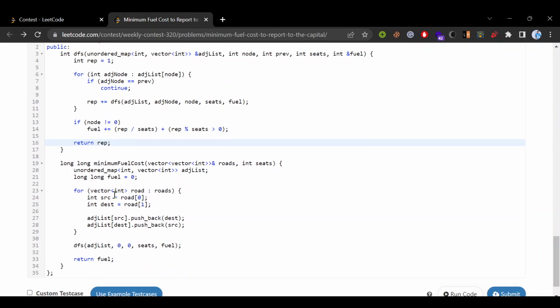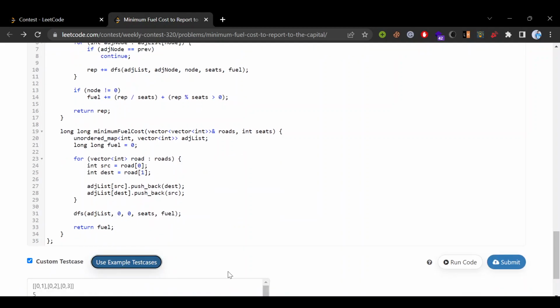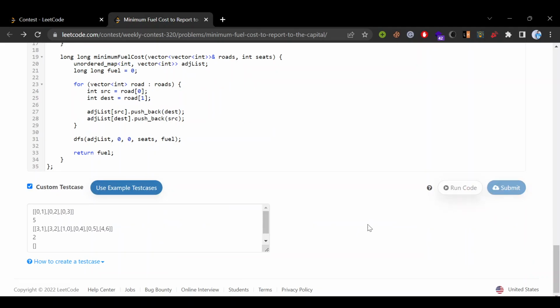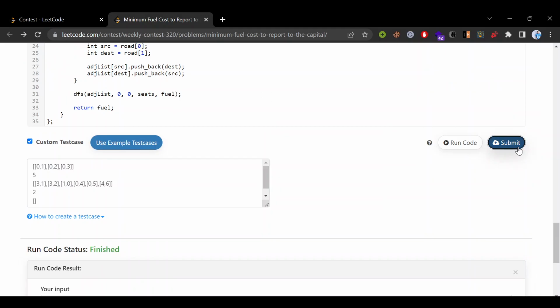So I think this is enough. And yeah, there's one mistake. It's not int fuel, it's actually a long variable. And yeah, I think we're good. Let's check if this will work. Yeah, seems good. Let's submit it.